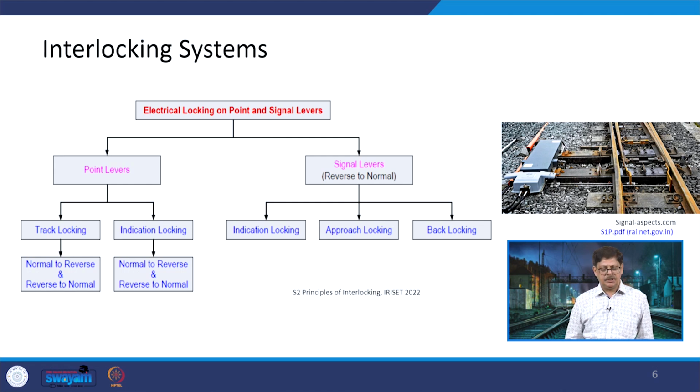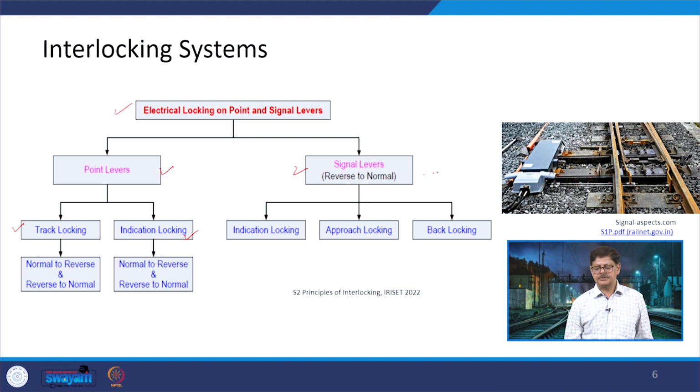So, here it is being shown that this is an electrical locking of points and the signal levers. There can be the point levers or the signal levers. Within the point levers, it is track locking or indication locking, and within this track locking or indication locking, it can be the normal to reverse or reverse to normal conditions, meaning in which particular direction the locking systems are going to work.